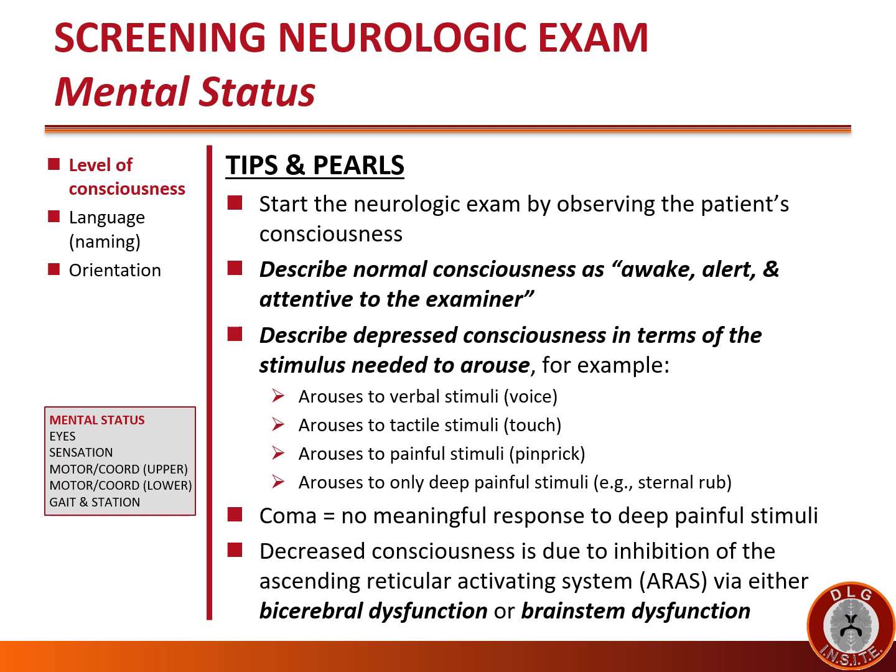Tips and pearls for mental status, level of consciousness. Start the neurologic exam by observing the patient's consciousness and describe normal consciousness as awake and alert and attentive to the examiner. Describe depressed consciousness in terms of the stimulus needed to arouse. For example, arouses to verbal stimuli, voice. Arouses to tactile stimuli, touch. Arouses to painful stimuli, such as a pinprick. Arouses to only deep painful stimuli, such as a sternal rub.